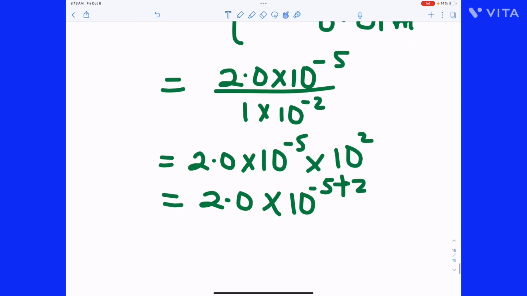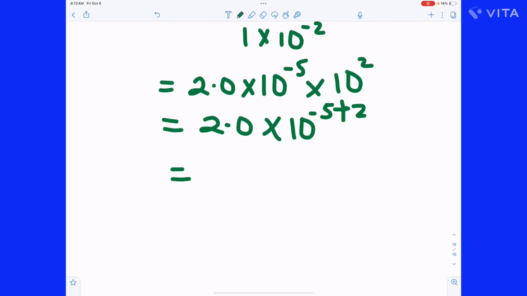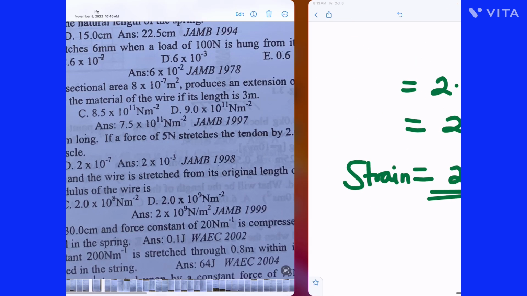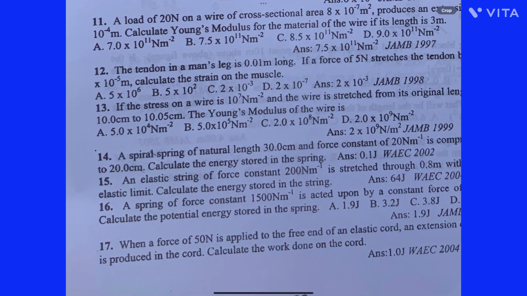2.0 times 10 raised to the power minus 5 plus 2. That gives me what? Strain is what? 2.0 times 10 raised to the power minus 3. The strain on the tendon is 2.0 times 10 raised to the power minus 3.